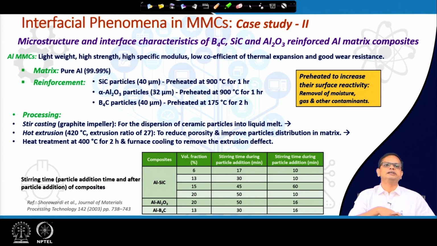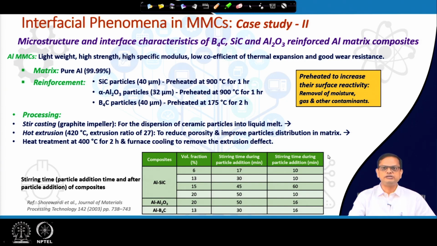So, the matrix and reinforcement particles are heat treated first, and then ultimately the composite material has been stir casted, and after stir casting it is hot extruded. After hot extrusion it has been heat treated further to improve the properties. Now, you can see here different volume fractions of particles have been taken and stir casted for different times, during particle addition and after particle addition. So, different times and different volume fractions have been considered.